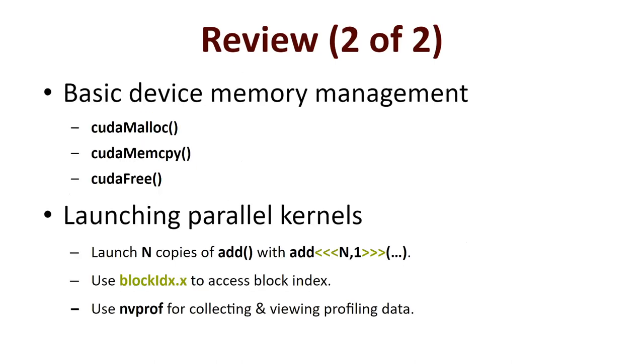And then when you start doing all the calculation on GPUs, you need to allocate memory on the GPU, copy memory to the GPU, do the calculation, copy the memory back, and then free the memory. So memory management is a pretty big thing for CUDA programming. Then you can launch n copies of the same function on n cores. Here, n blocks actually correspond to n cores. You can use this block index x to access every block index. And you can also use a thread index, but I'll show you something.